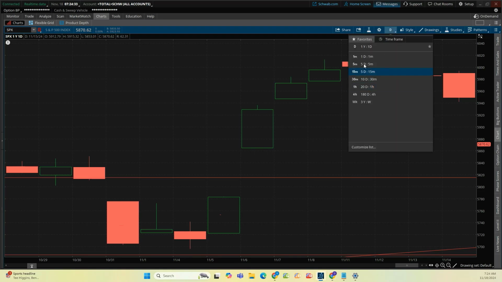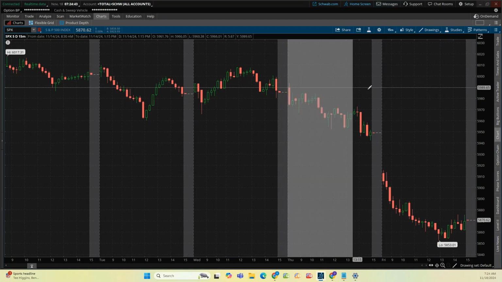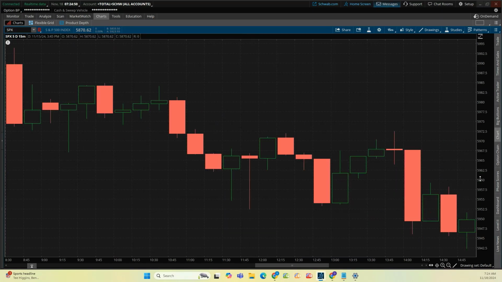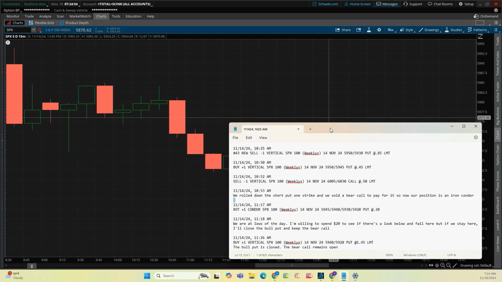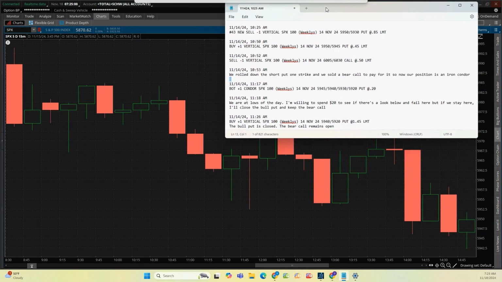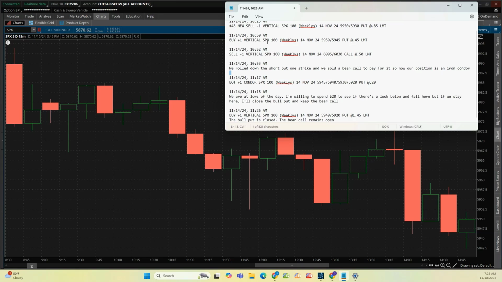So here we can use a 5-minute, and here's Friday, but the trade was done Thursday before we knew any of that bearishness was going to happen. So I'm going to pull up the trade alerts right here, and let's put them here. These are the actual trades that I posted in the room. I just copy and pasted them right here. So let's walk through these.